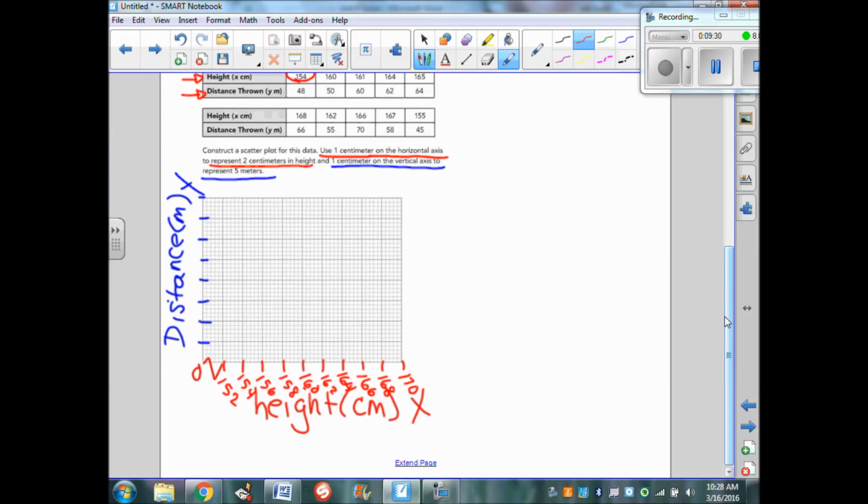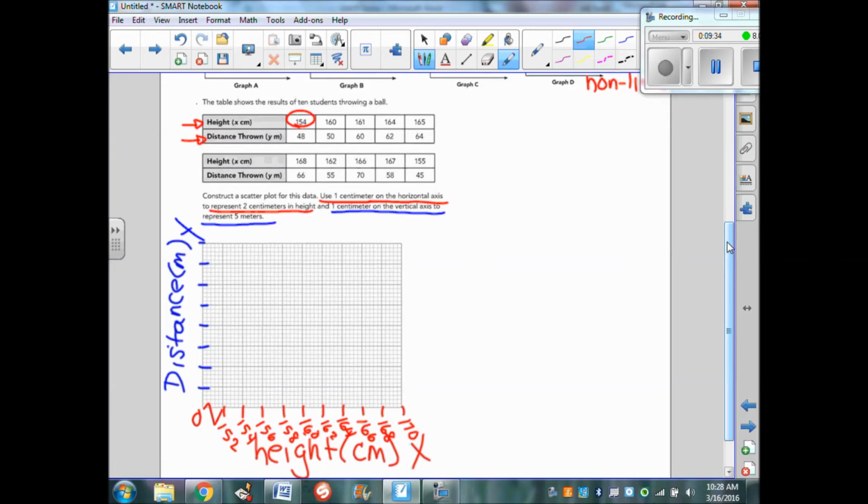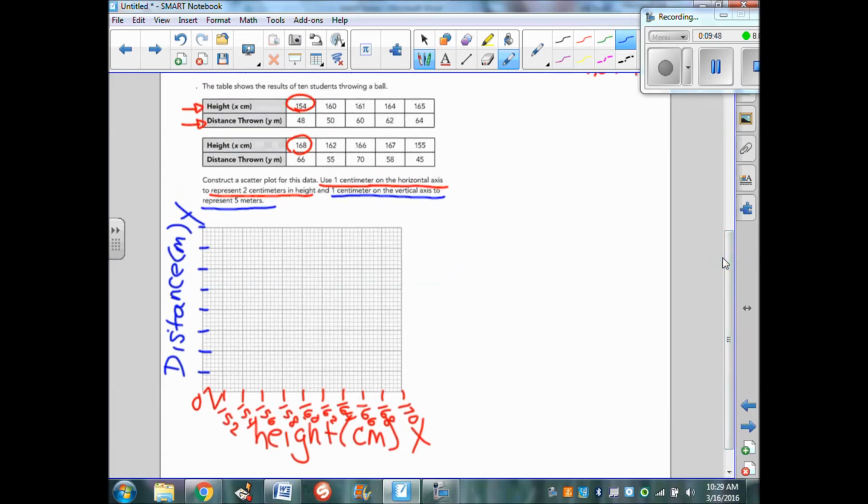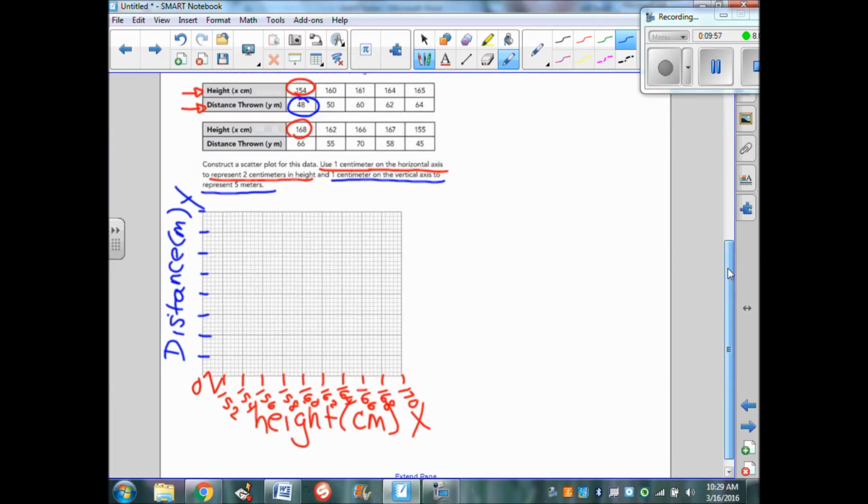And I got up to 170. Does that cover all of the heights? It looks like the tallest person here is 168, so I'm good. Now let's go do the distance. And they said to count by 5s. And the lowest distance is 48. Right? So 48, but they said to count by 5s.